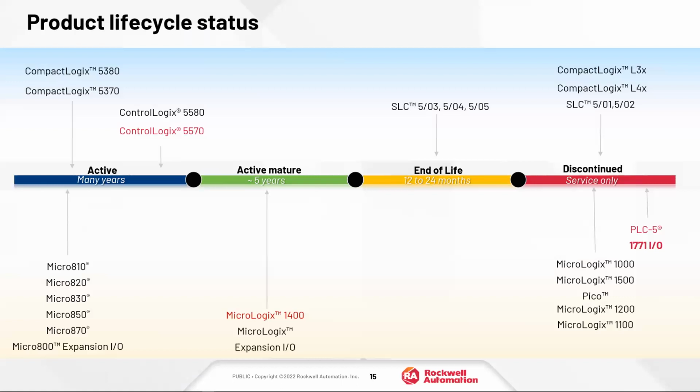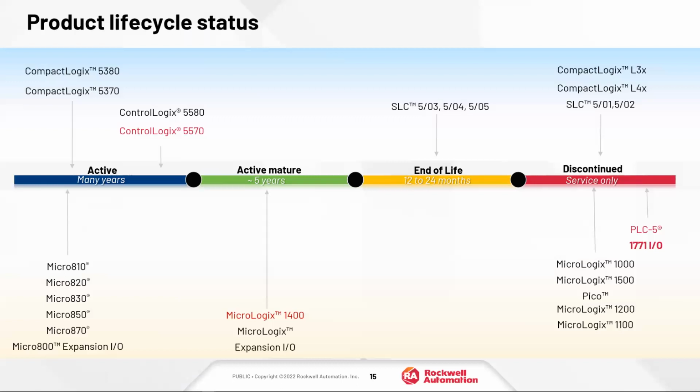And again on the active side, you can see all the Micro800s are active. We still have two flavors of ControlLogix and CompactLogix that are active. The 5570 or the L7 ControlLogix are probably the oldest out of those four. And just last year, Rockwell finally released redundancy on the 5580, which was the last piece of technology that you couldn't get on the new controllers. So now, more or less, anything you can do in a 5570, you can do in a 5580.